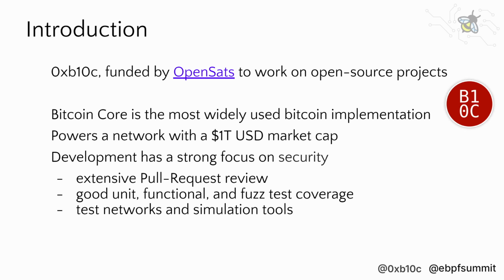Bitcoin Core development has a strong focus on security and doing proper software engineering, as problems can hurt the network and bugs can cause users to lose their money. This includes extensive review of pull requests, good unit, functional and fuzz test coverage, along with test networks and simulation tools. But this doesn't reduce the need for monitoring of development builds, release candidates, and production deployments.